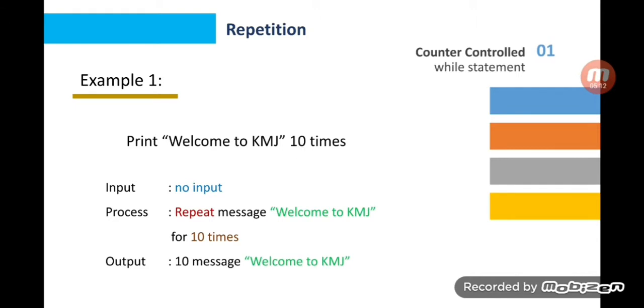So this is counter control. We need to specify the number of loops. That is what counter control means. How many times, we already know.